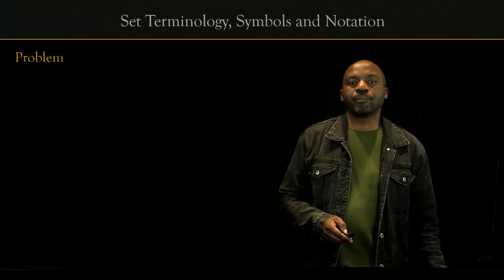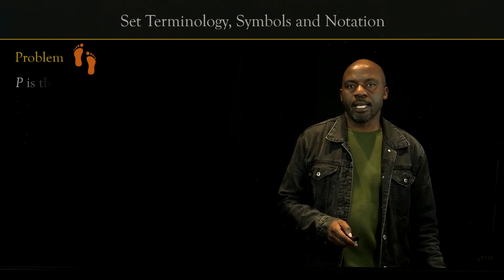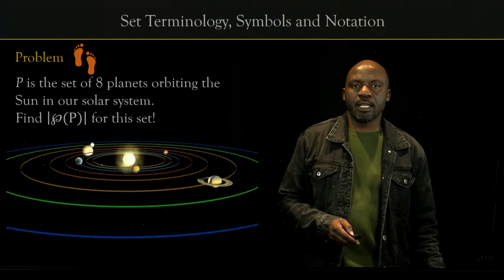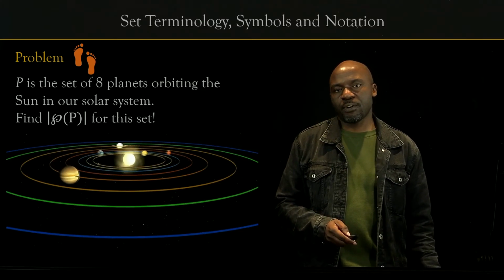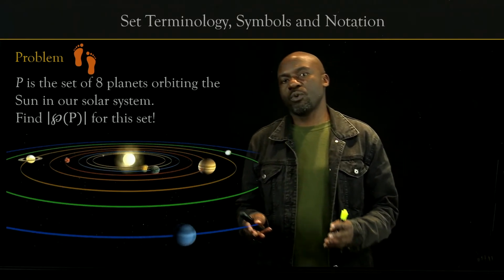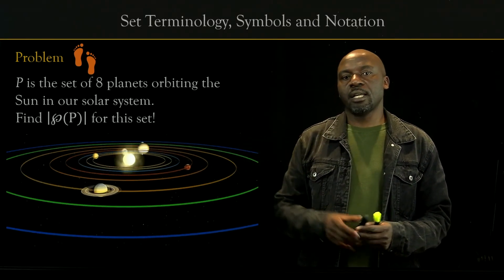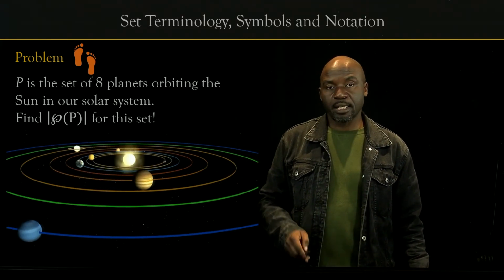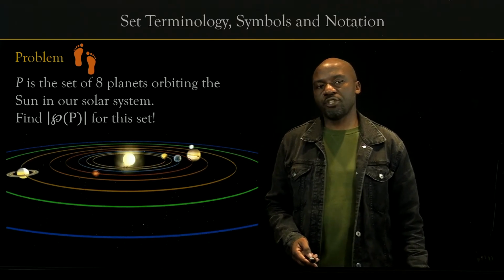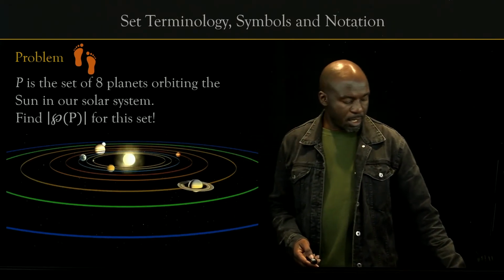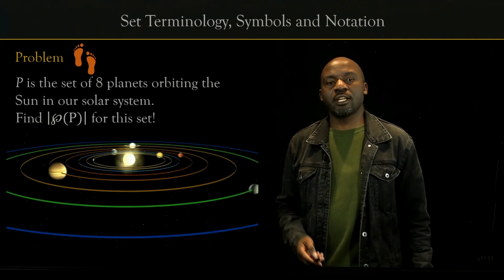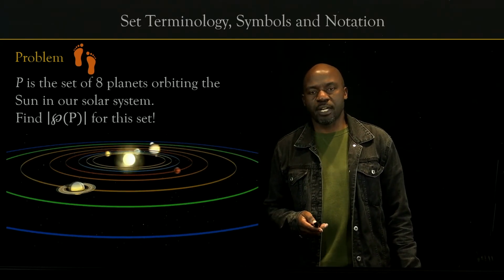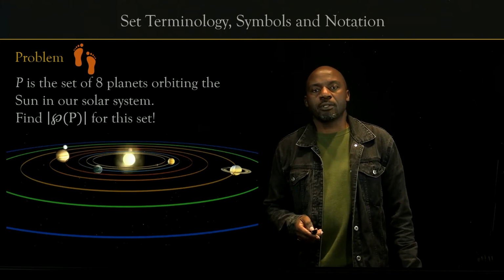Okay? Another one says P is the set of 8 planets orbiting the Sun in our solar system. The question is to find the number of subsets we could get by grouping the 8 different planets. How many subsets can we have of the 8 different planets? Please notice I've not mentioned Pluto because Pluto is not thought to be a planet. It doesn't share the same property that these other planets have in order for Pluto to be referred to as a planet. Okay, so that's another example.